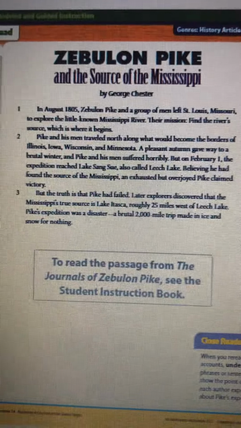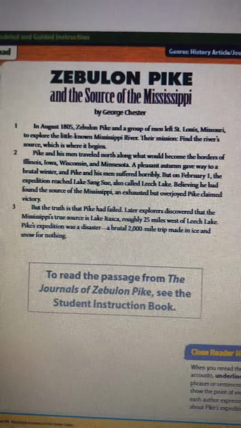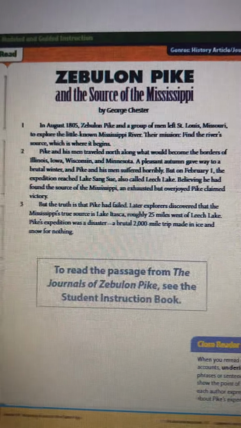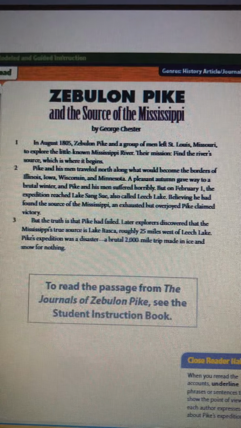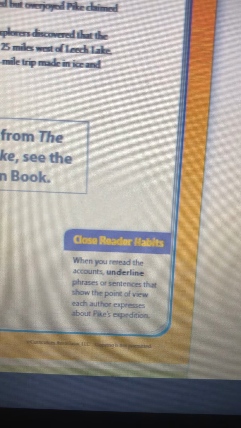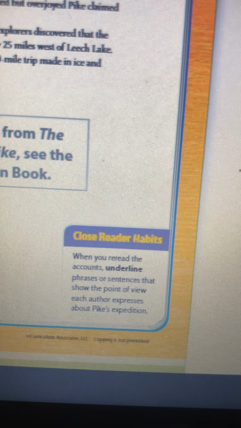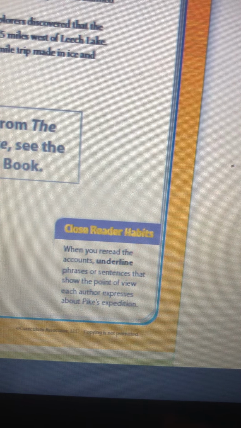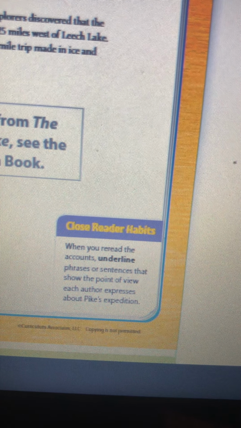Okay, so that first read is a cold read just to give me an idea of what's happening, struggle through the text a little bit with these new words, and then now I'm going to figure out what I'm looking for. When you read the accounts, underline phrases or sentences that show the point of view each author expresses about Pike's expedition.